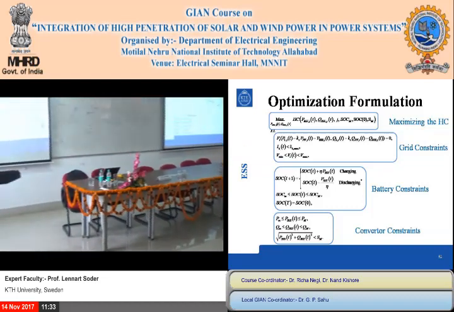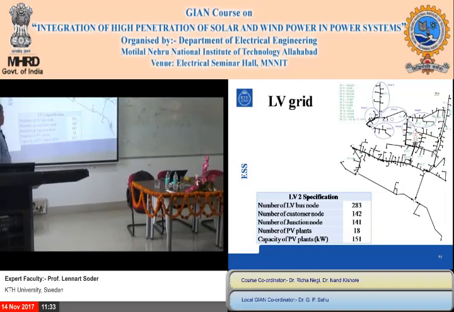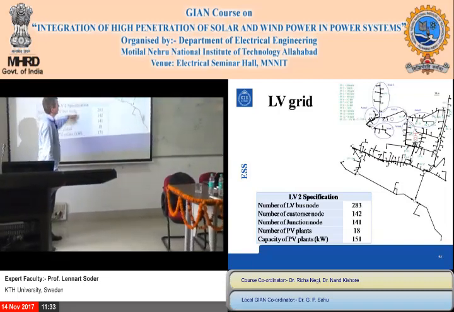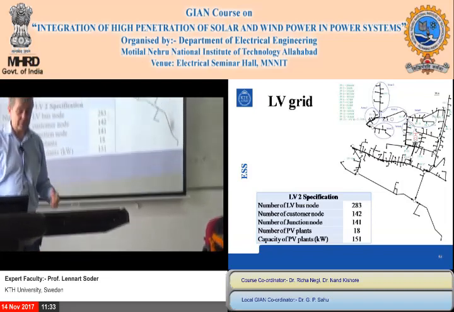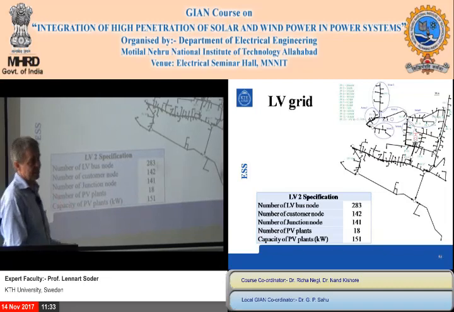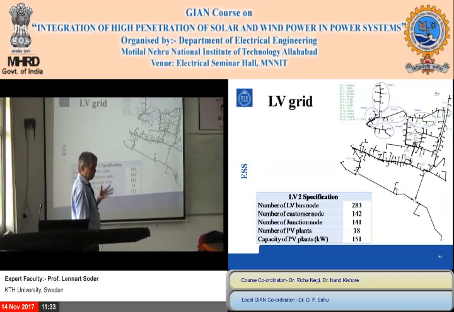So here, this is the low voltage grid: the number of low voltage bus nodes and the consumer nodes. That's a rather large system to handle. What I think is nice here is that this is not an IEEE grid or something. This is a real grid where we got real data.